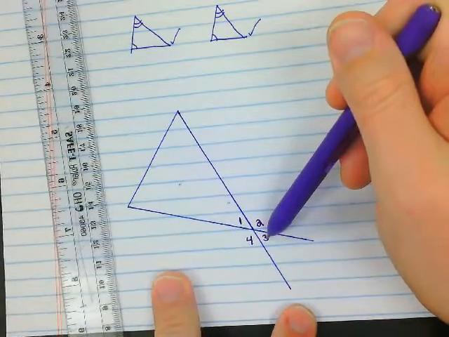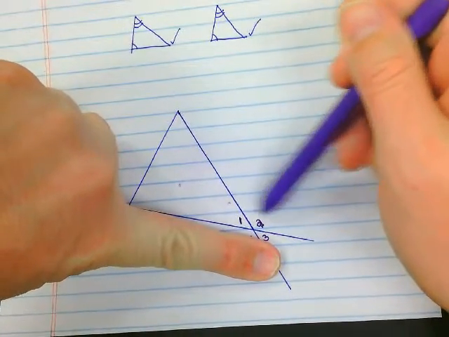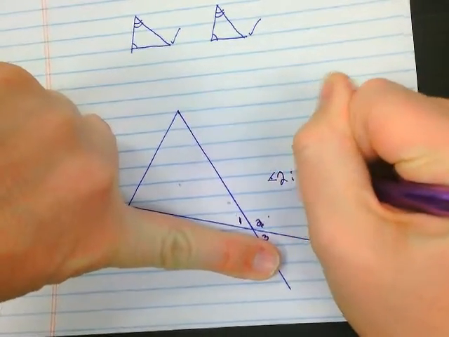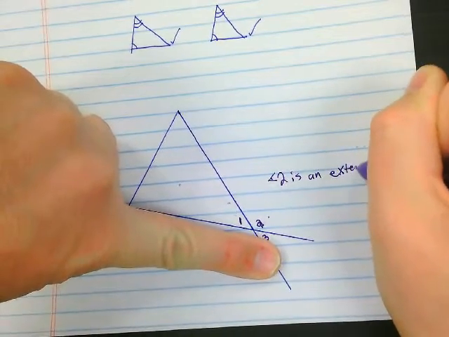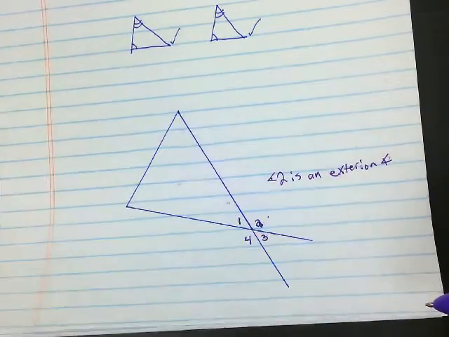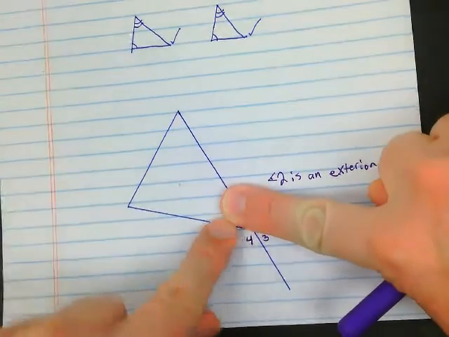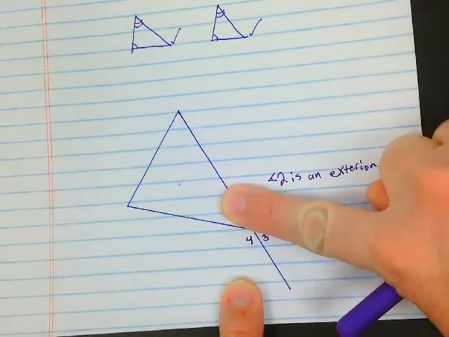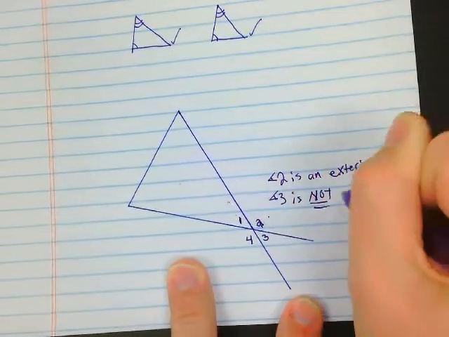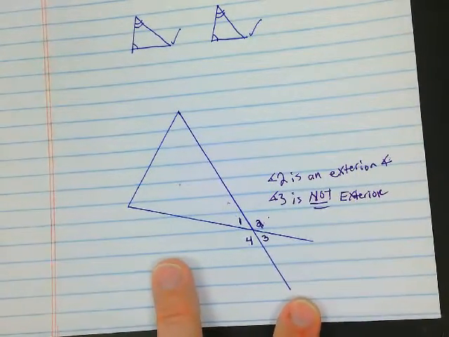No, and here's why. Everybody see how 2, if I cover this up, 2 and 1 make a linear pair, don't they? So that means that angle 2 is an exterior angle. Okay? Angle 3, however, doesn't make a linear pair with the interior angle 1, does it? So angle 3 is not exterior.